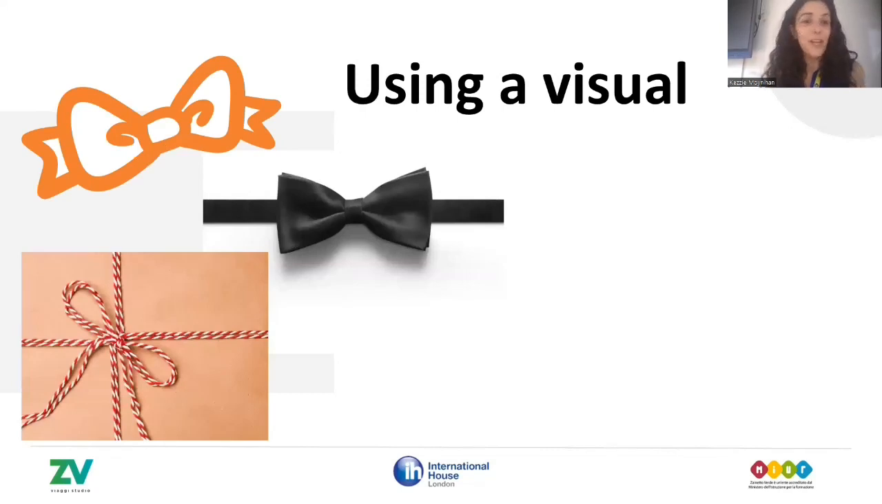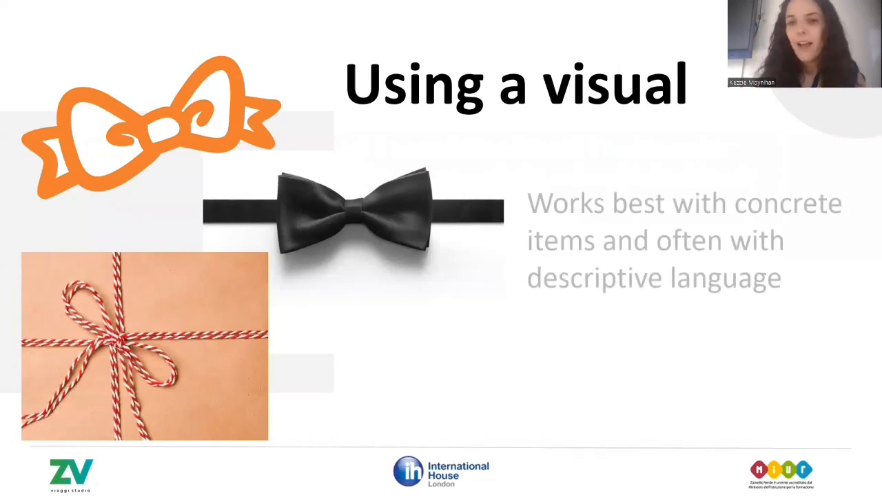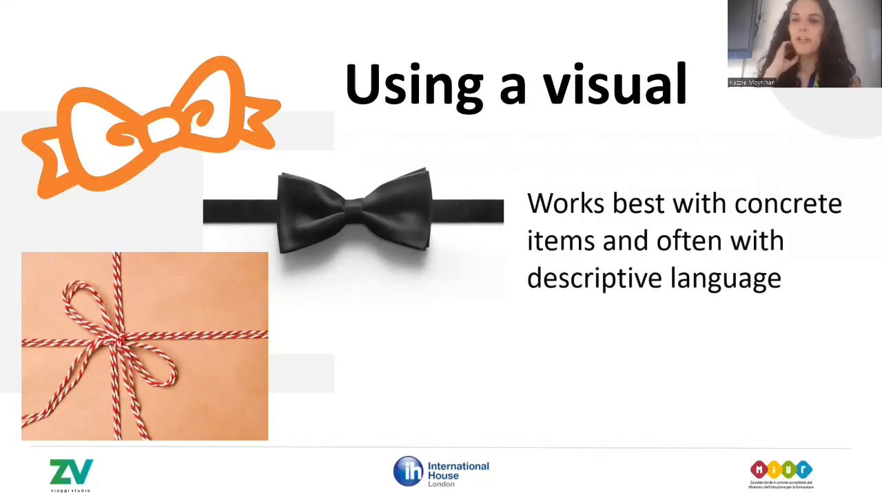visual example. So here we have three different visuals of a bow, a type of ribbon being used. These types of visuals work best with concrete items and often with descriptive language like hot, cold, hungry. They don't work very well if you're trying to use abstract things. For example, philosophy is very hard to check and convey with a visual. So be selective. Next, we're going to look at a scenario.